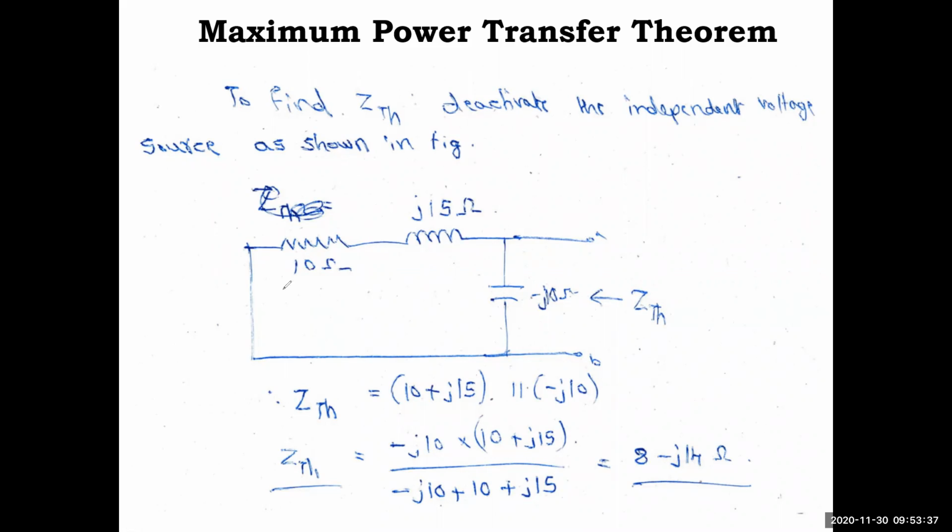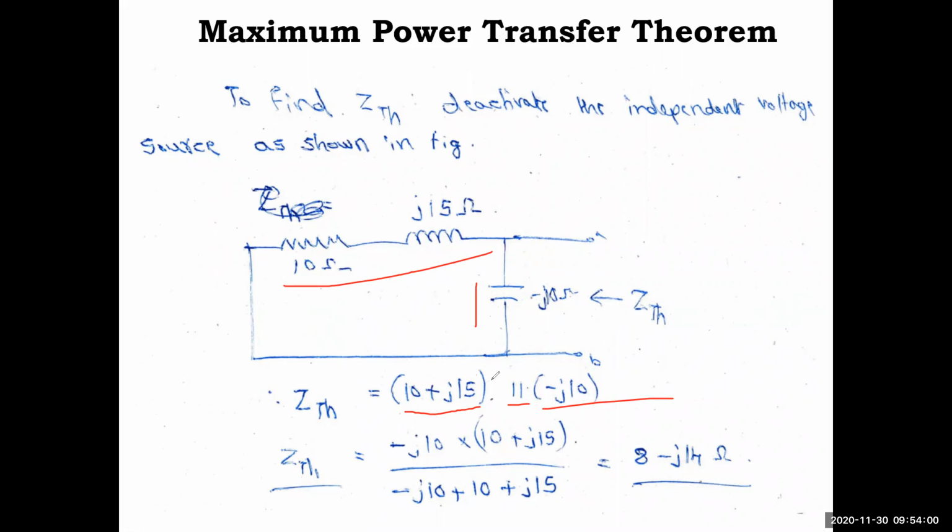These two, 10 ohm and J15, are in series, and this series combination is in parallel with minus J10, just by looking at the observation. That's why it is written here as 10 plus J15 in series, and the parallel connection is shown with minus J10. So R1 R2 by R1 plus R2, the same step.